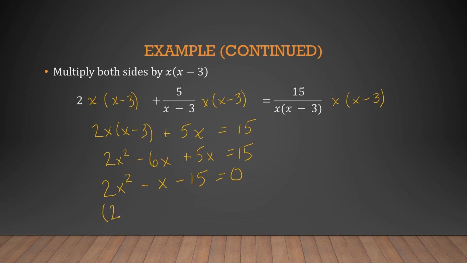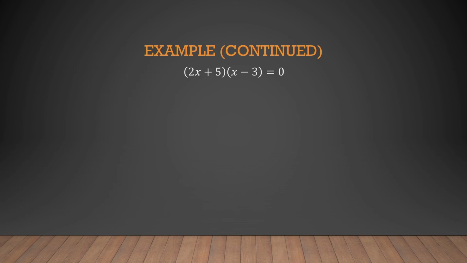Now I want to factor this. So I can factor this as 2x plus 5 times x minus 3. Okay, so we have 2x plus 5 times x minus 3 equals 0, and I set each factor to 0. So 2x plus 5 equals 0. That means that x equals -5/2. Taking the second factor equal to 0, x minus 3 equals 0, means that x equals 3.